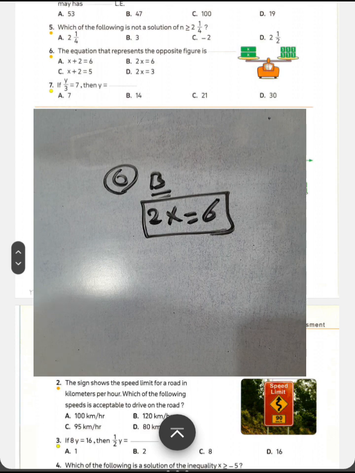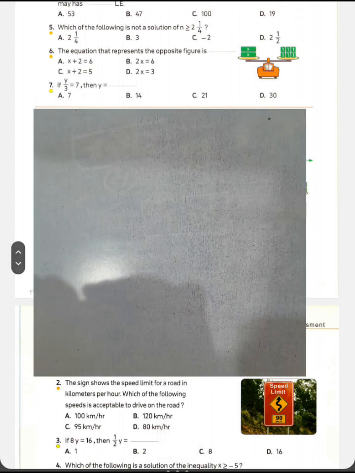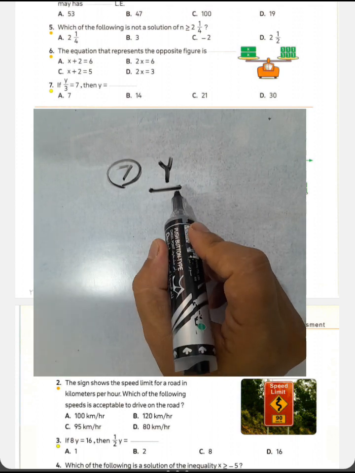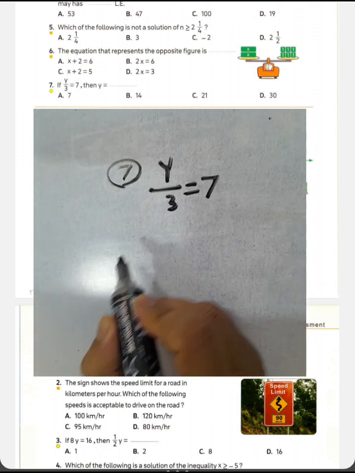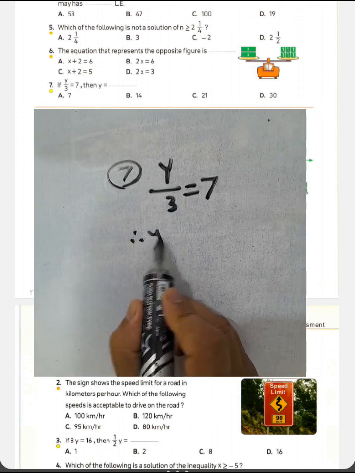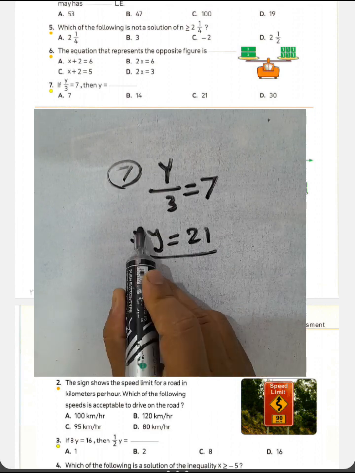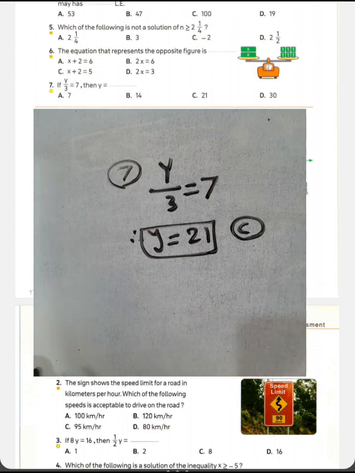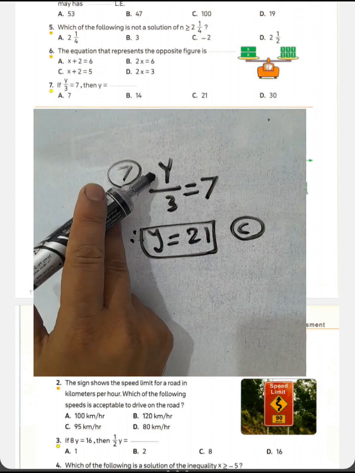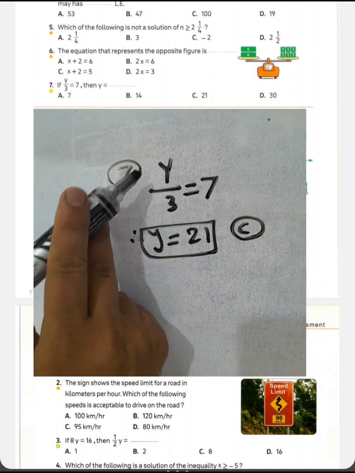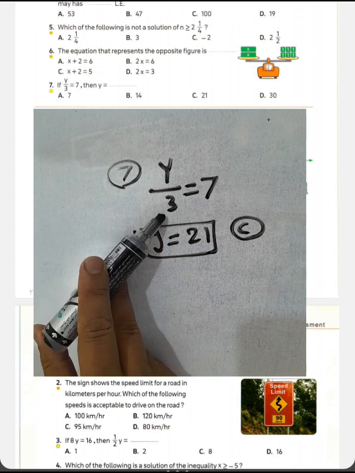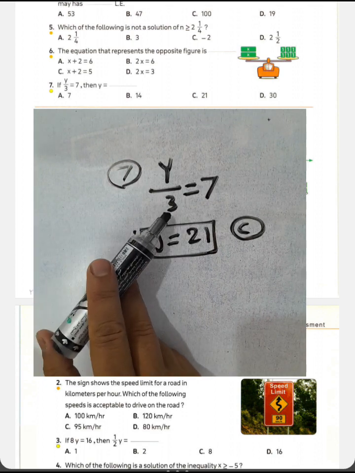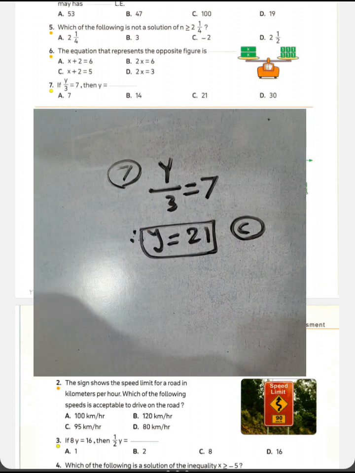Question number 7. If y over 3 equals 7, then y equals 3 times 7, which is 21. Choose letter C. Here y is the dividend and 3 is the divisor. The dividend equals the divisor multiplied by the quotient. y equals 3 times 7 equals 21.